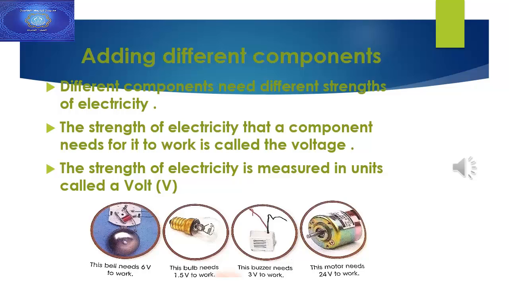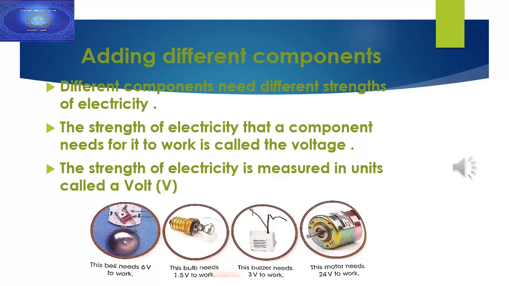Next, adding different components means connecting a motor or bell or buzzer or more bulbs in the circuit. Okay? What should we remember when we connect them? Different components need different strengths of electricity. The strength of electricity that a component needs for it to work is called the voltage. Remember voltage. Voltage is measured in units called volts.